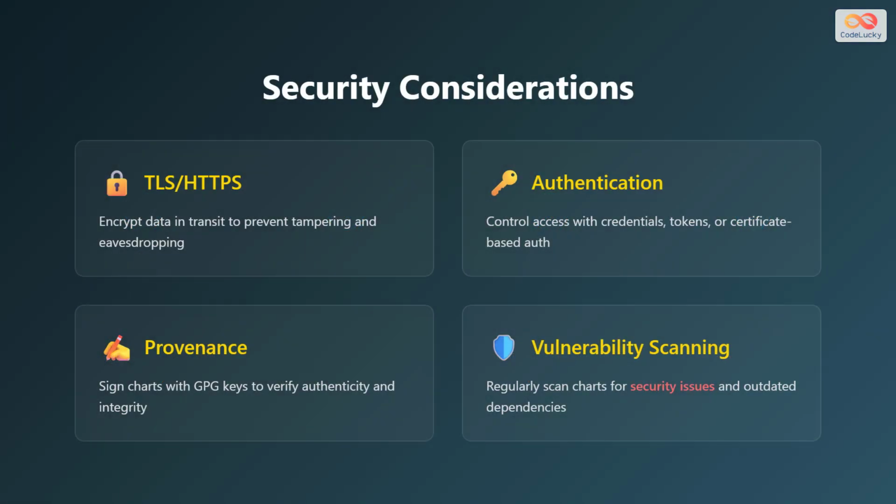Security is critical when working with Helm repositories. Always use TLS or HTTPS to encrypt data in transit, preventing tampering and eavesdropping during chart downloads. Implement authentication mechanisms using credentials, tokens, or certificate-based authentication to control who can access your repositories. Consider signing charts with GPG keys to enable provenance verification, ensuring users can validate authenticity and integrity. Finally, regularly scan charts for security issues and outdated dependencies using vulnerability scanning tools. These practices protect both chart publishers and consumers from potential security threats.